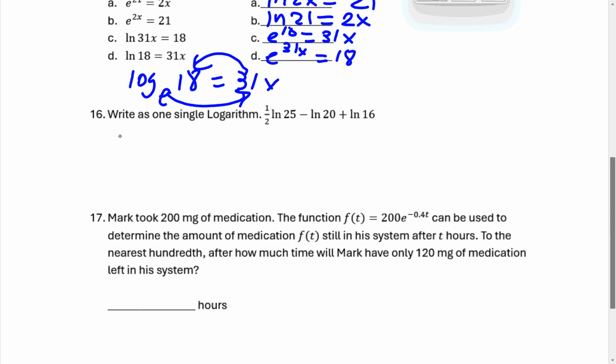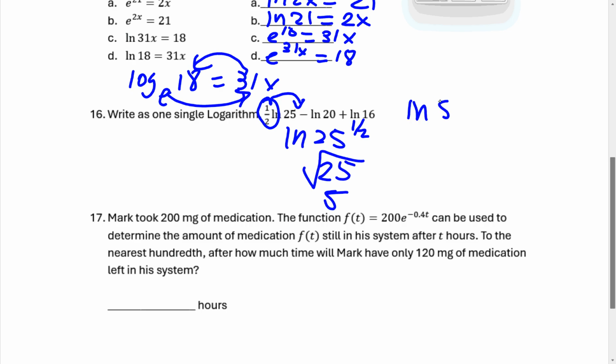Okay, this one, put it in one single log. Same rules apply. I can take multiplication, I can bring it back as an exponent. So ln of 25 raised to the 1/2. A 1/2 power is a square root, so that would equal 5. So this turns to ln of 5 minus ln of 20 plus ln of 16.